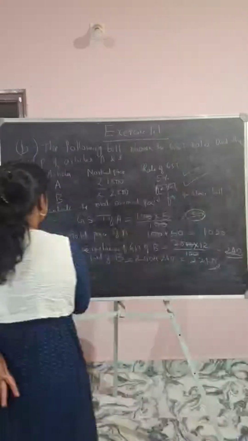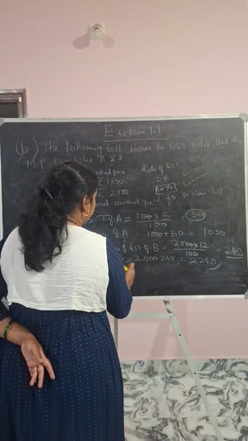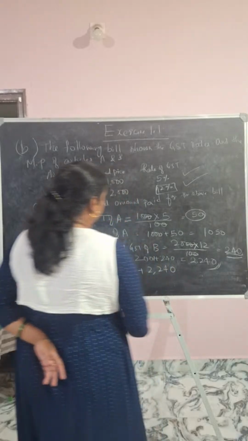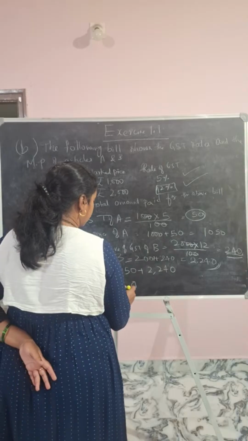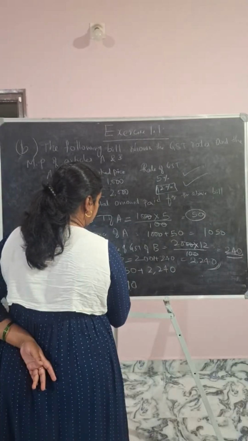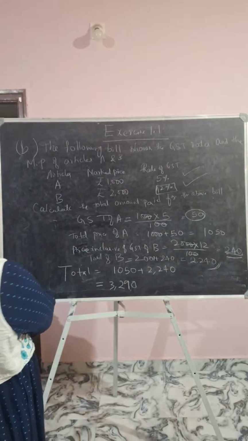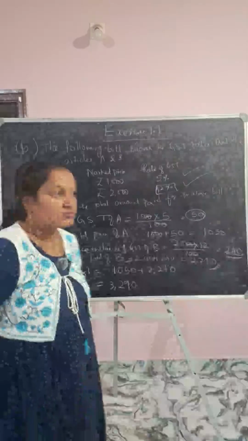Total amount paid for the above bill. So the total amount is 1050 plus 2240, which is equal to 3290. The option you can check in the textbook.